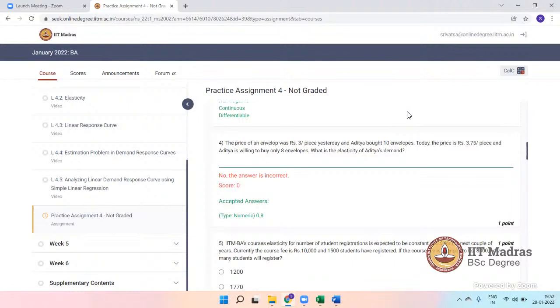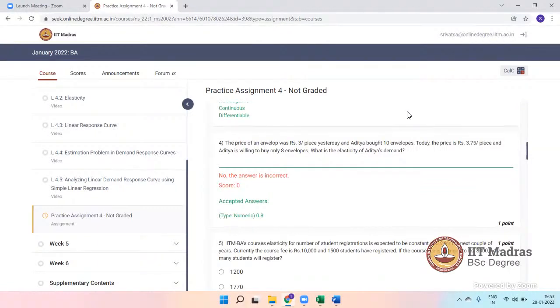Does the faculty have any PDF with all the practice assignment questions clubbed into one PDF? Is there some way that I can access that? We don't have that. You have to solve it from each of these. All right, sir.